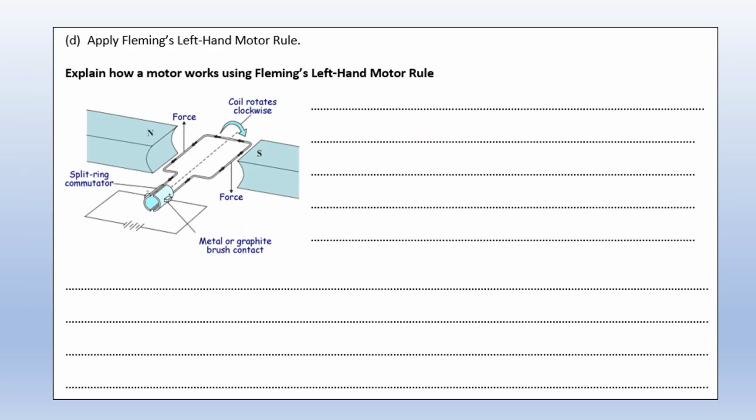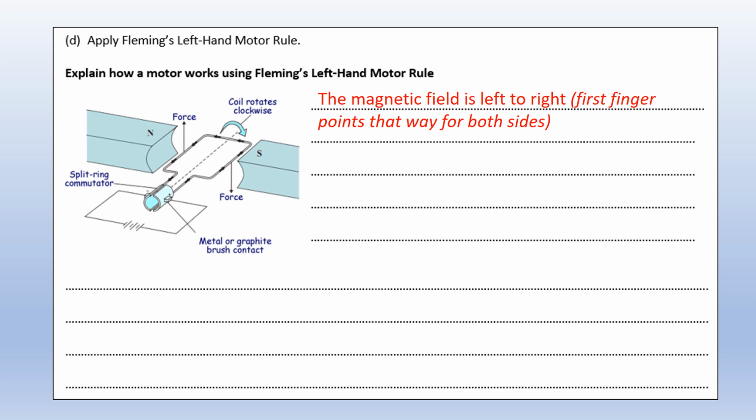Okay, so what we're going to do now is use the idea of magnetic fields to explain how an electric motor works. We're going to use Fleming's left-hand motor rule to do this. First of all, let's identify the field direction. We can see field lines go from north to south, so the field is going from left to right, or my first finger is pointing from left to right. That will be the same for both sides of the motor, so that's not going to change.